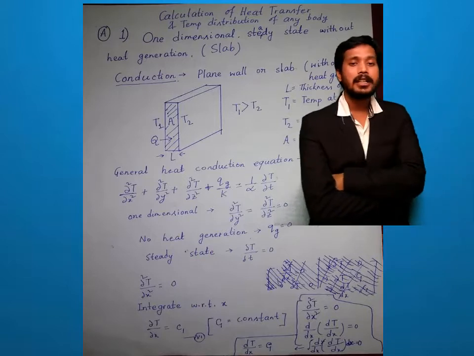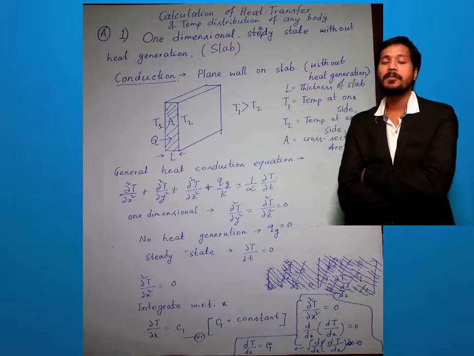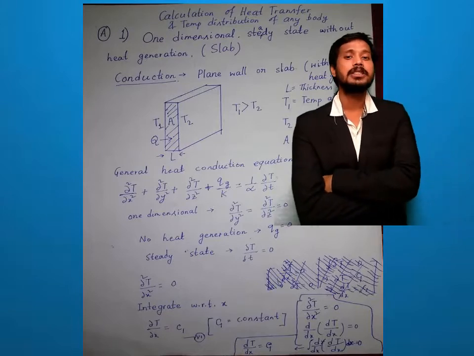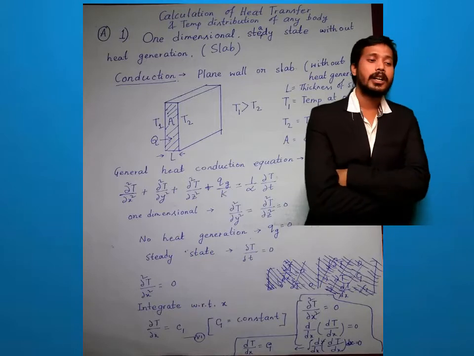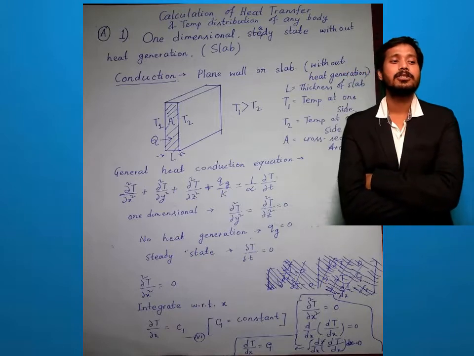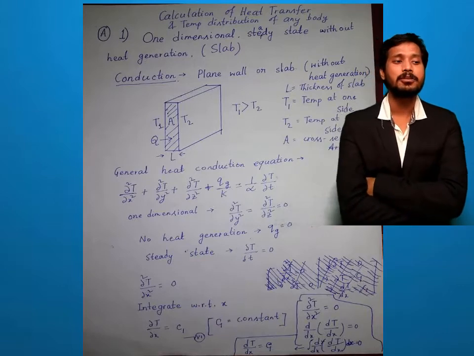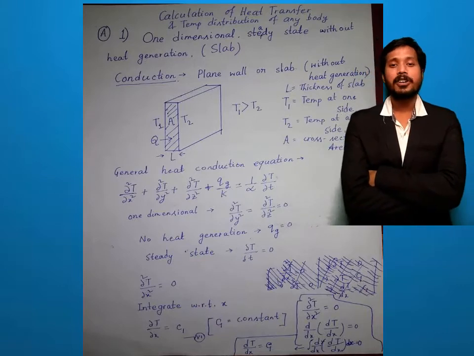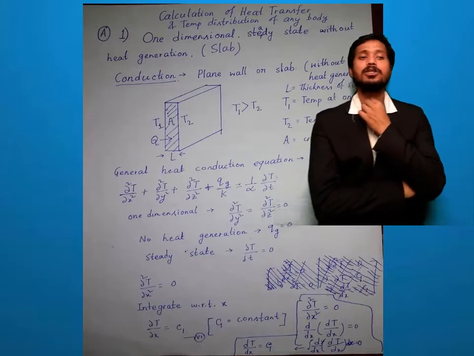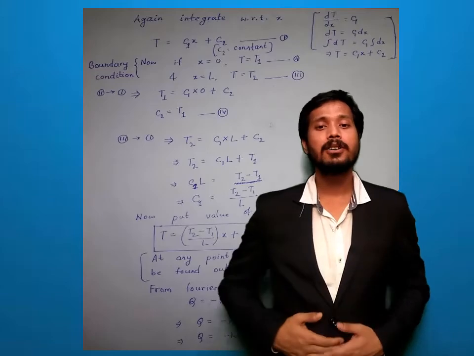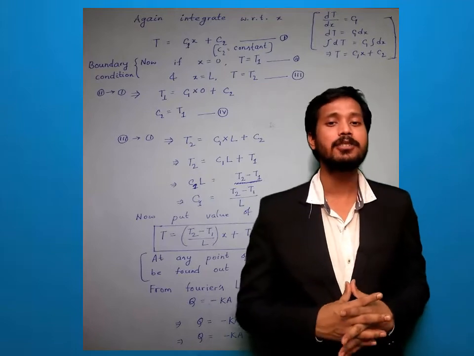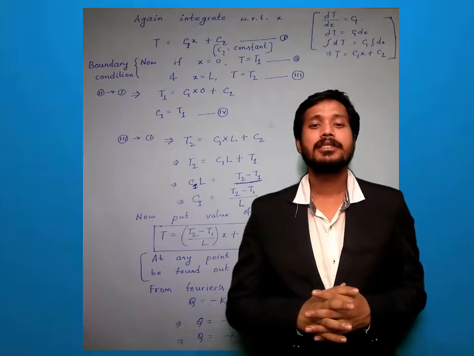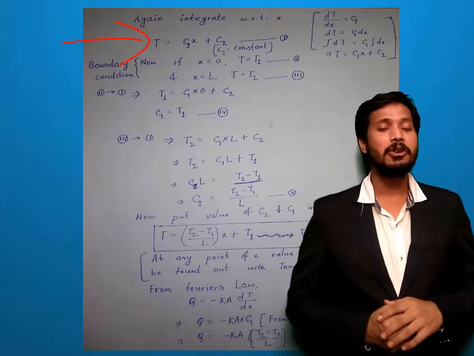So we have d²T/dx² equals 0. So we can write this term as d/dx of (dT/dx) equals 0. Now if we integrate both sides, we can write the integration of d/dx of (dT/dx) equals 0, and then finally we can write dT/dx equals C1. Okay. So now again, if we integrate with respect to x, then you see we will get T equals C1x plus C2.